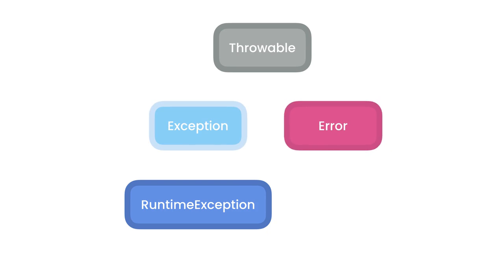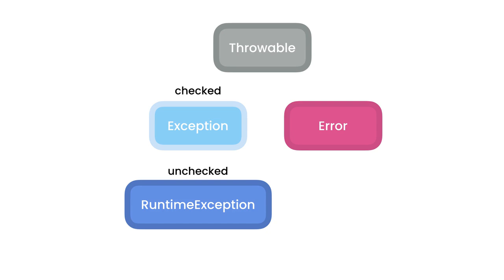The Error class and all its subtypes represent errors that are external to our application, like OutOfMemoryError. The Exception class is the parent for all checked and unchecked exceptions. Below this class, we have the RuntimeException class, which represents runtime or unchecked exceptions. So if an exception class derives from the RuntimeException, it's considered an unchecked exception. Otherwise, it's a checked exception.